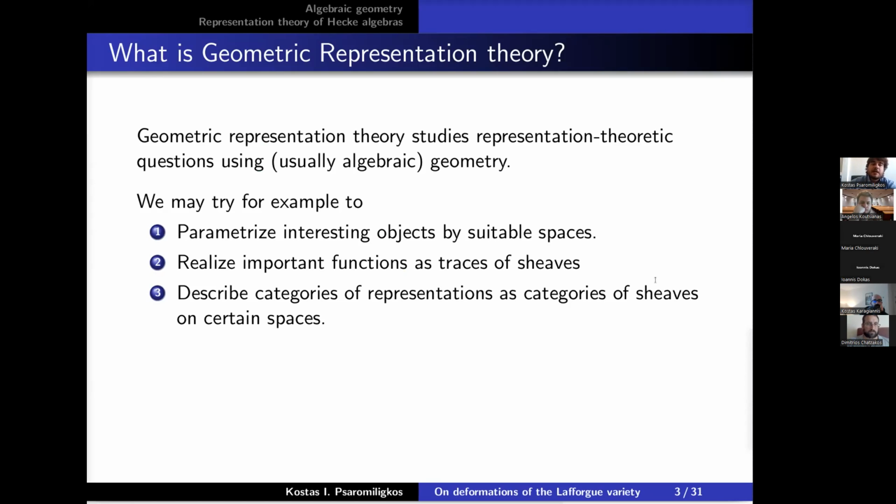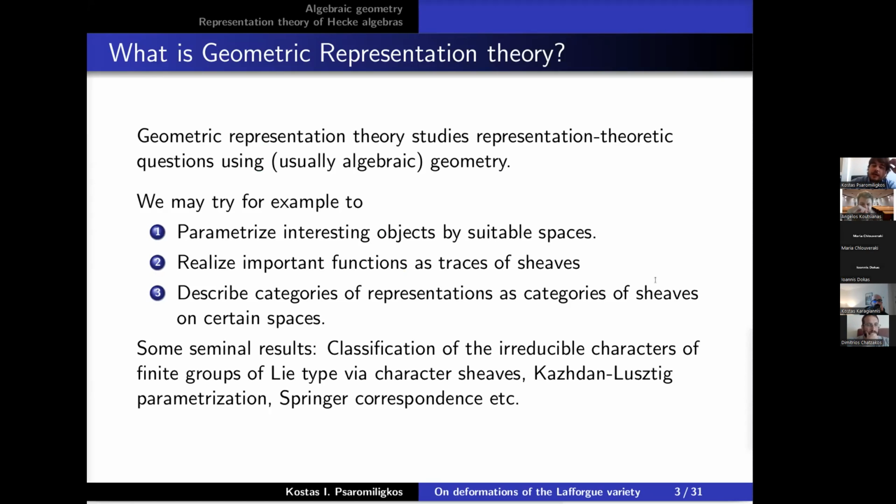There are a lot of seminal results in the area, like the classification of the irreducible characters of finite groups of Lie type via character sheaves, which, by the way, if you are going to be at the algebra and number theory day in Thessaloniki on the 21st, we're going to talk about there. But there's also the Kazhdan-Lusztig parametrization and the Springer correspondence. So today we will focus on a try for 1.